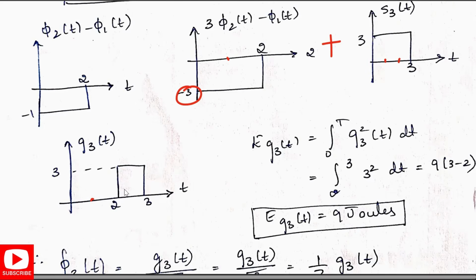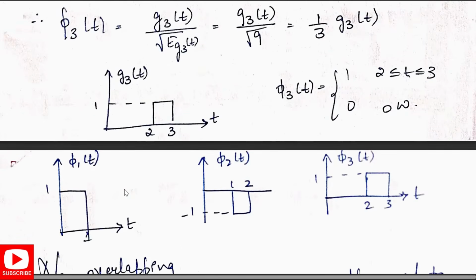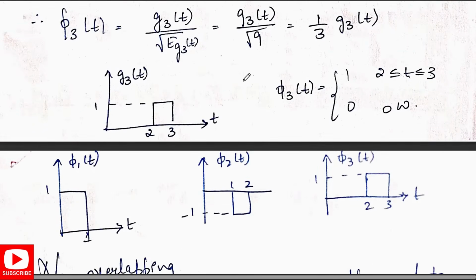So finally, in the expression, we need to find out the energy by G3 of t whole square. So this amplitude is 3. So 3 square is 9. Now that is 9 joules. Substitute it and we get our G3 of t is 1 by 3 G3 of t as our phi 3 of t. Represent that in the graph.